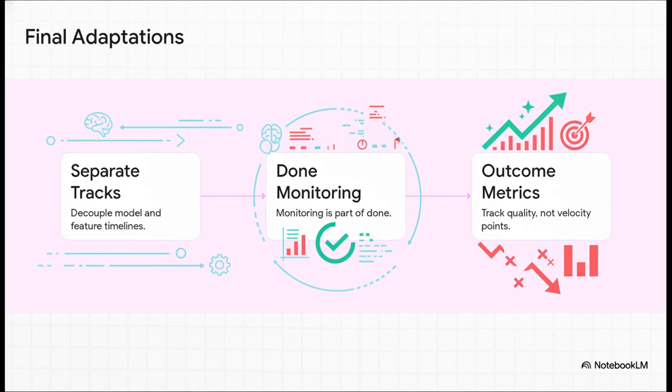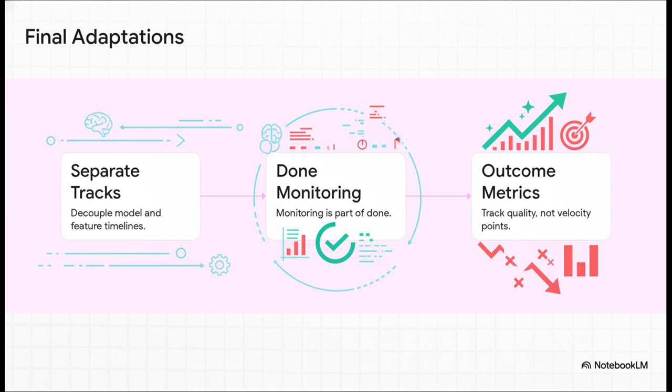Number 4, separate model and feature timelines. You must ruthlessly parallelize or explicitly integrate. Otherwise, your front-end engineers are just going to sit idle, twiddling their thumbs, waiting for models to finish training. Number 5, monitoring is a mandatory part of being done, which we'll expand on in just a second.